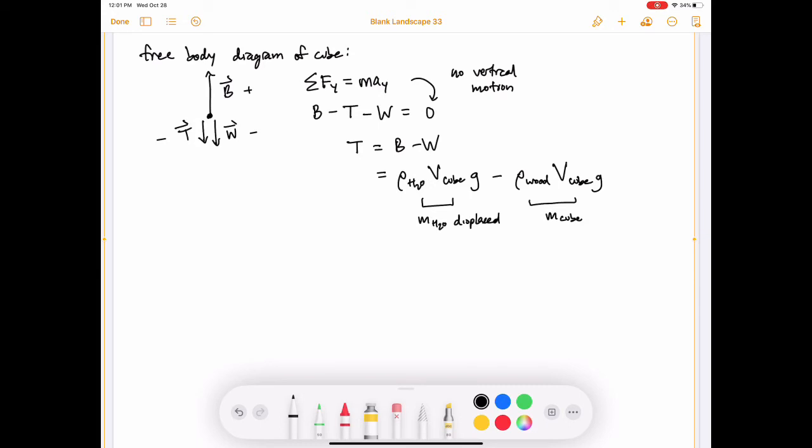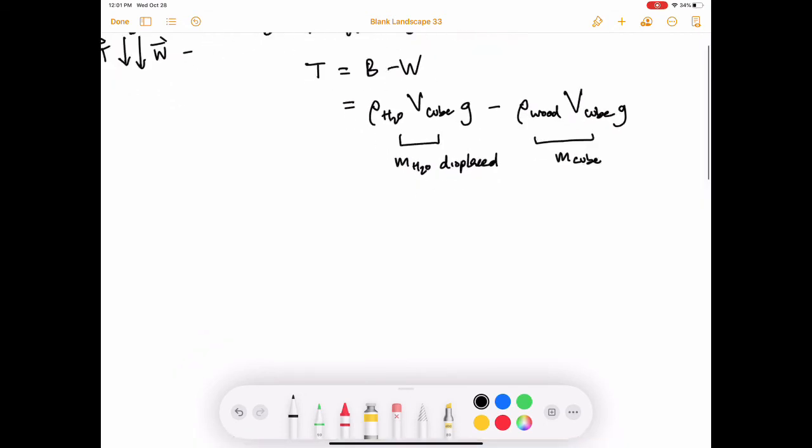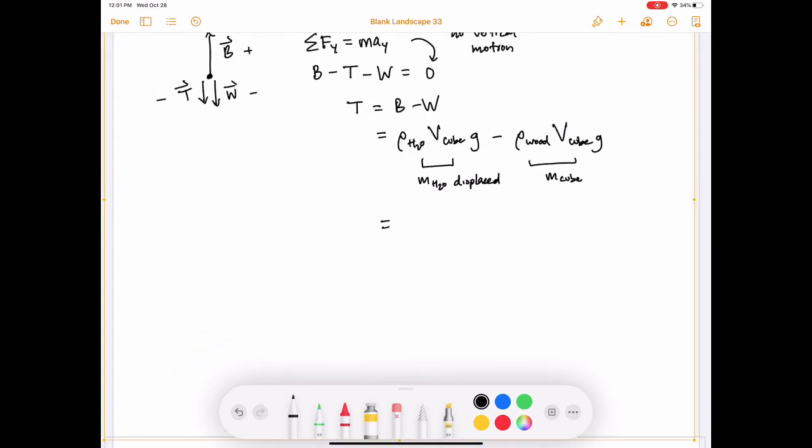So if I take that mass times G, that's the buoyant force. So what I'm doing is taking the difference between those two. Okay, so now our tension, I can write it in a more compact way, is density of H2O minus density of wood, and then pull out the common factors of V and G. The volume of a cube is L cubed, where L is the length of each side. So then this would be density of H2O minus the density of the wood times L cubed times G.